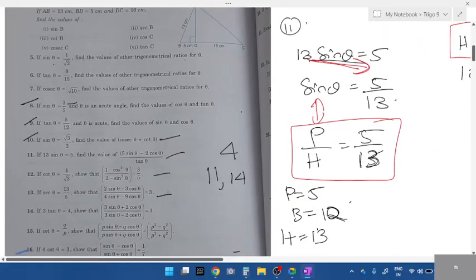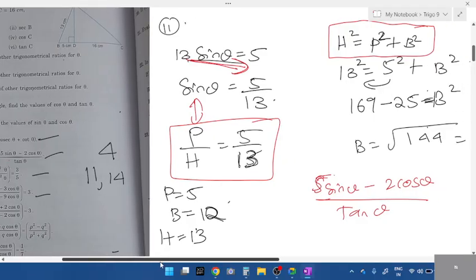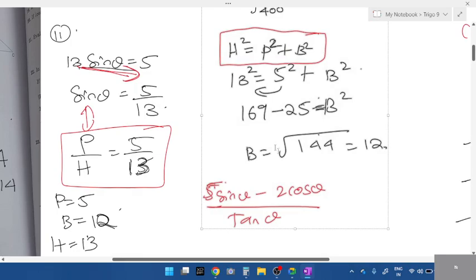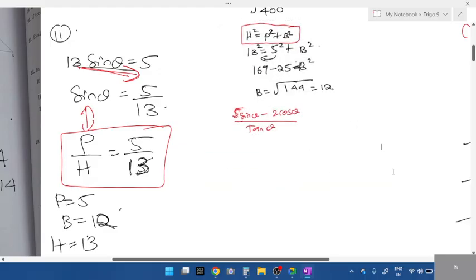Okay, we found b. What are we supposed to do here? Find the value of 5 sine theta minus 2 cos theta divided by tan theta. Let us try this. Okay, what is 5 sine theta?